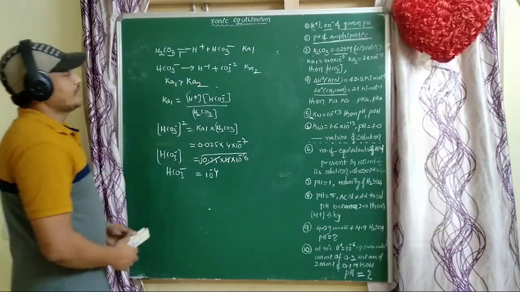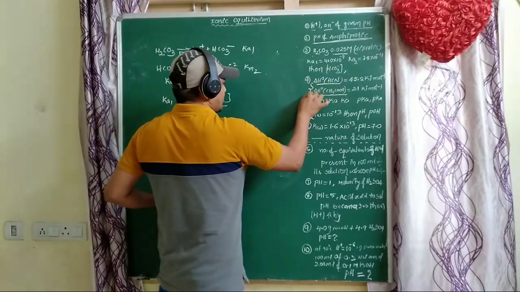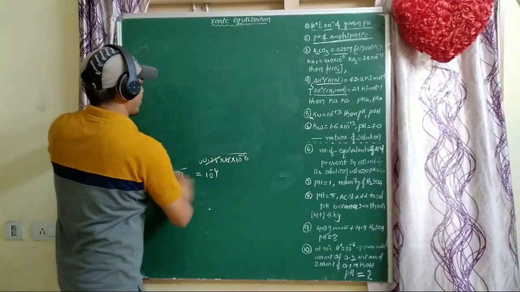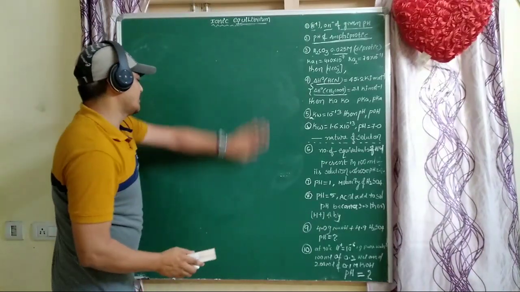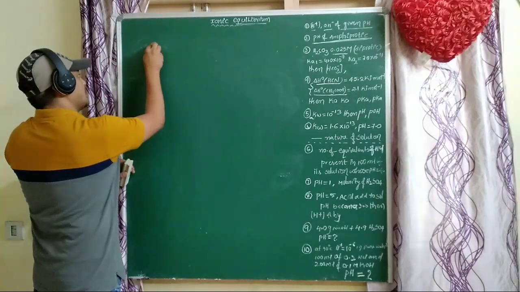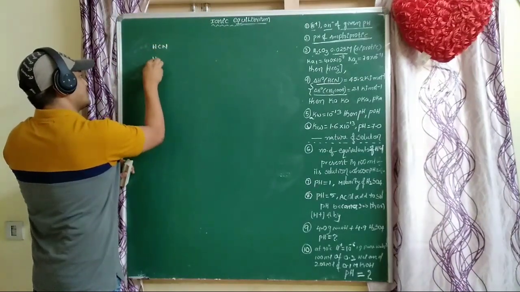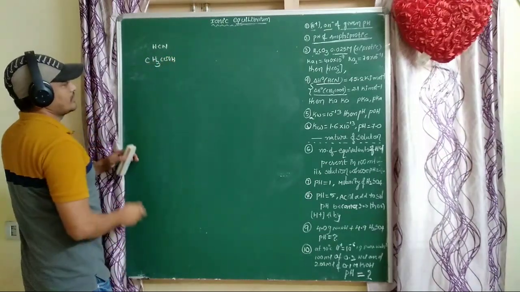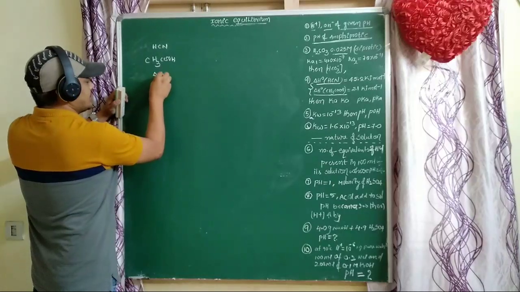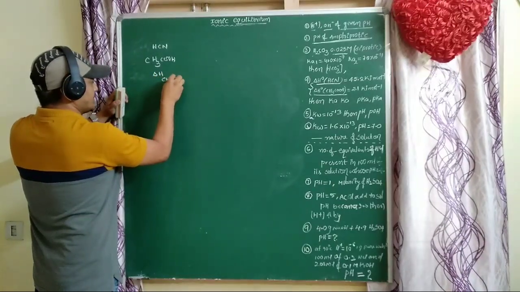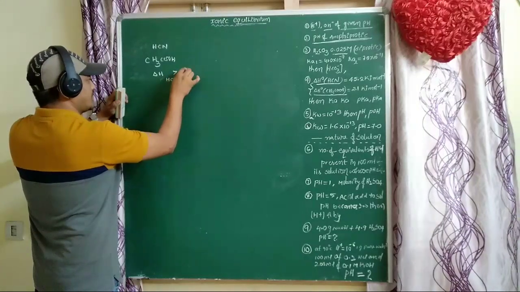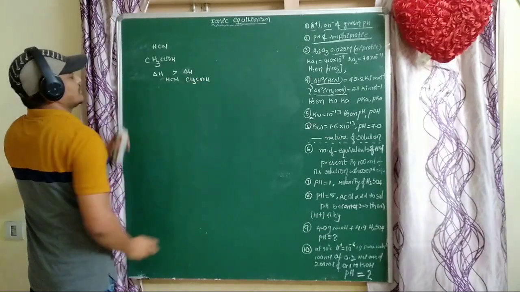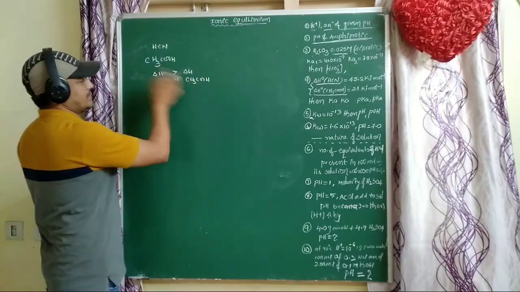So next, some delta H values are given. Delta H of dissociation is given for HCN and for acetic acid. So which one is more? Delta H of HCN is greater than delta H of acetic acid, CH3COOH.